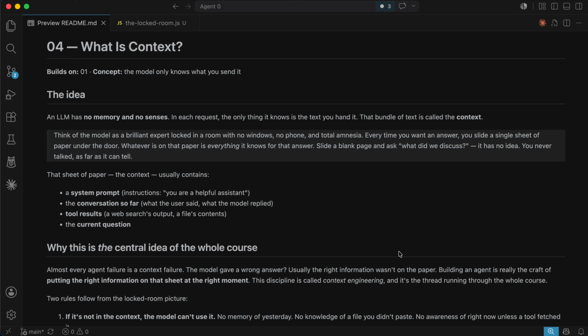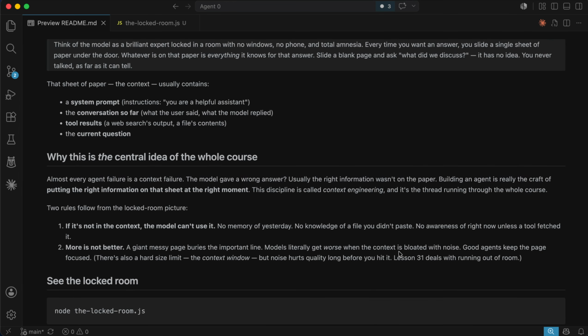So the central idea is that almost every agent failure is a context failure. When the model gave a wrong answer, it's usually related to the information not being present to the LLM. There are usually two rules to follow. First, if it's not in the context, the model can't use it.